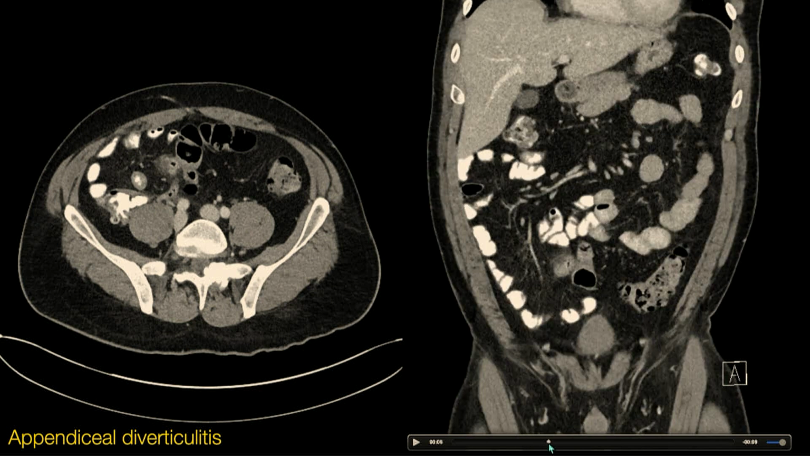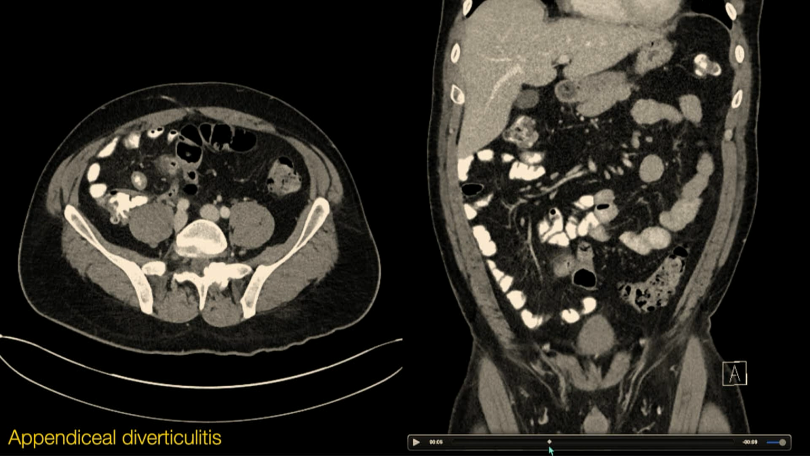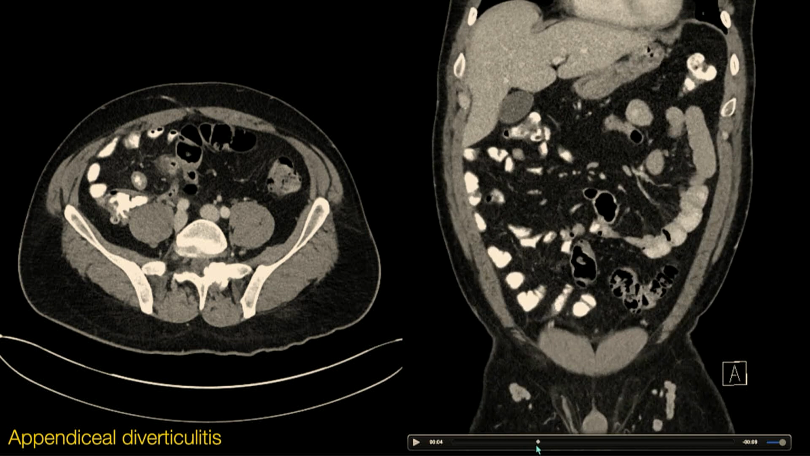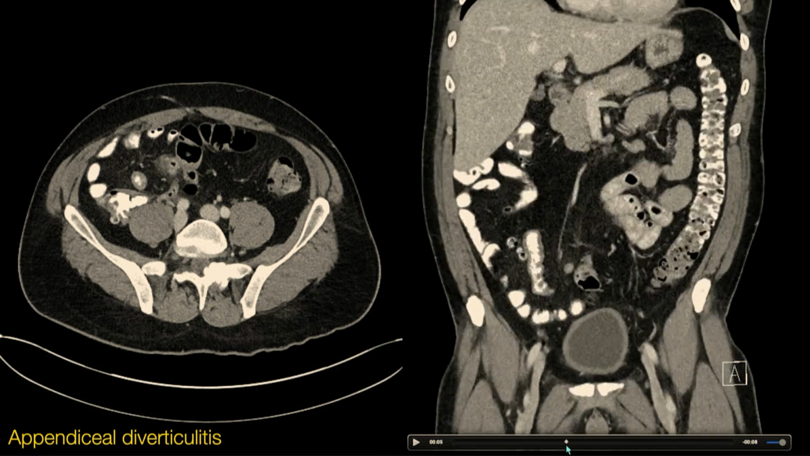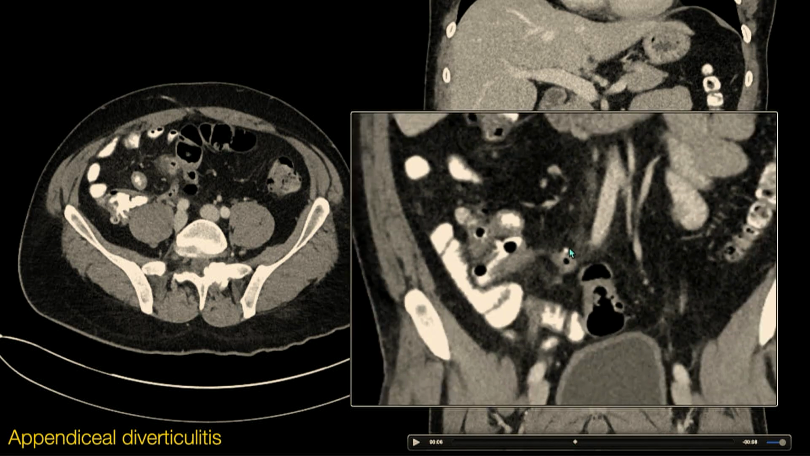And management on these are not as straightforward as the colonic counterparts, but this patient did have a good response to antibiotic therapy, but eventually went for appendectomy just because it's an unusual case, unusual presentation. There it is, appendiceal diverticulitis. So it can occur. And actually, interestingly, as we scroll back on this one, there's a second diverticulum right there. So even other diverticula on this appendix.